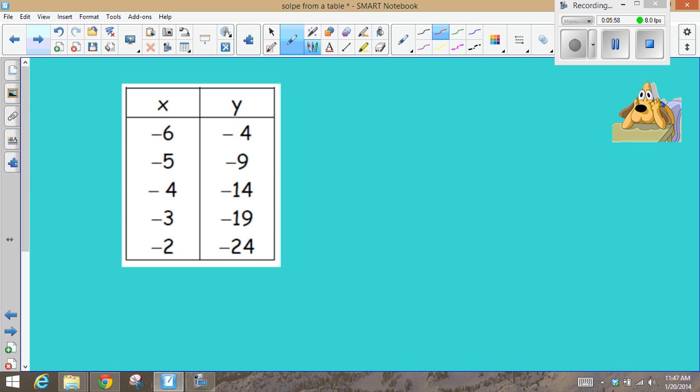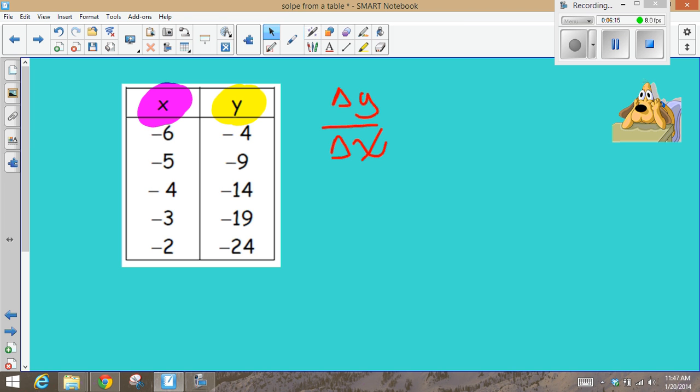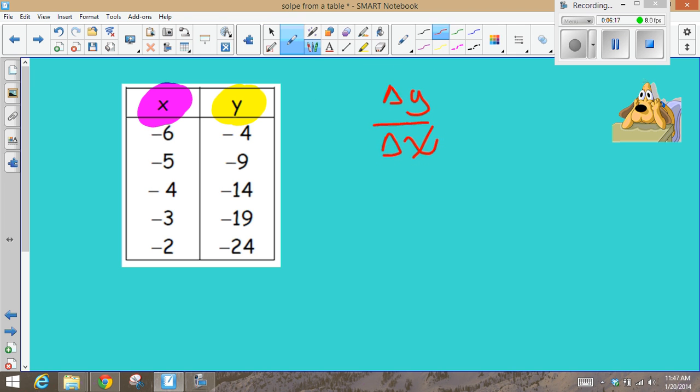Okay, so this one looks a little different because our chart now is kind of upright instead of on its side. But again, we want to be careful and notice that this is our y's and that these are our x's. So, change in y over change in x. Still going to do that. Going to do y first.